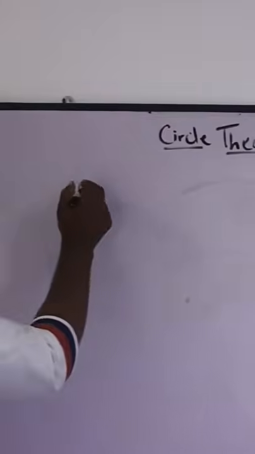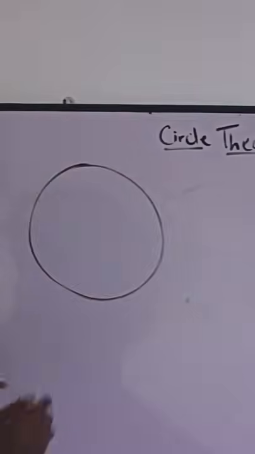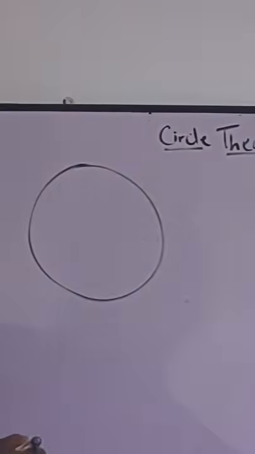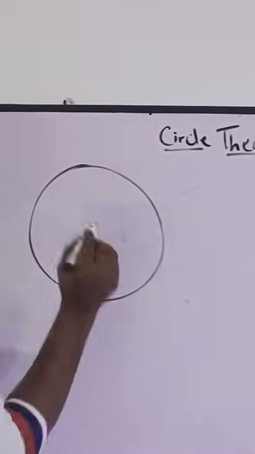Alright, so let's start with this first circle. We've been able to identify the diameter and what the radius is. Now, let's continue from that radius.